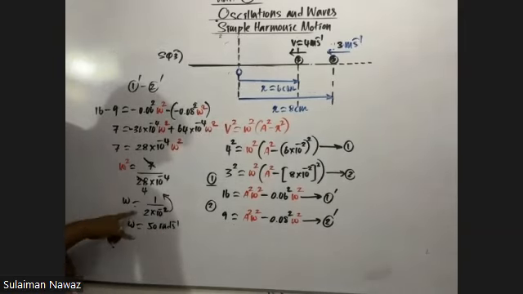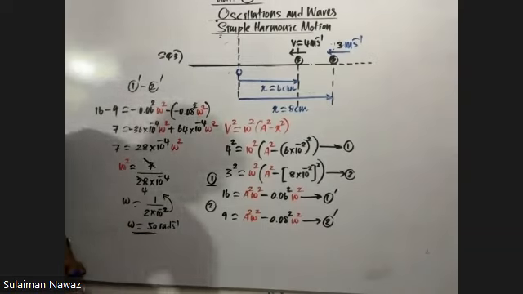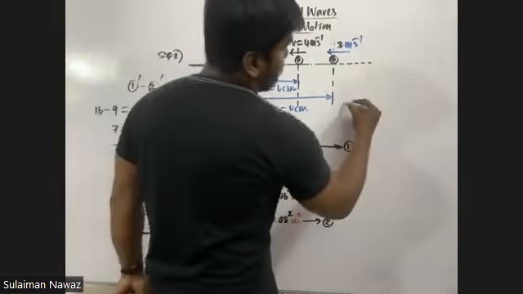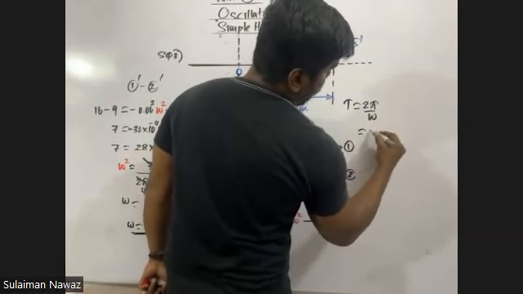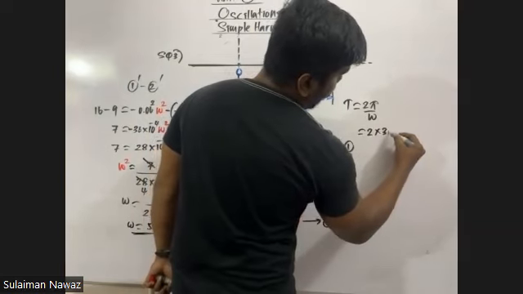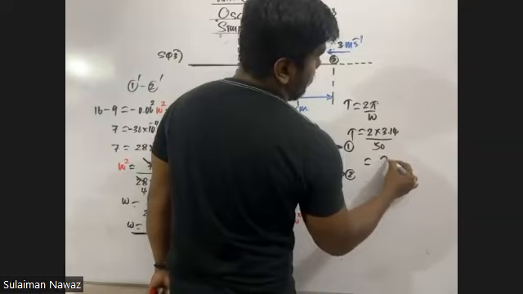But I don't want to find omega actually. I want to find the time period. What you want to do? We know that T equals 2 pi over omega. Then 2, what is the value of pi? 3.14. Omega is 50. Then you will get the answer.